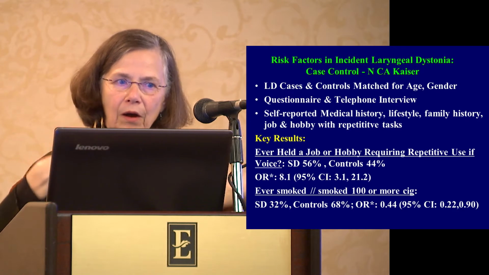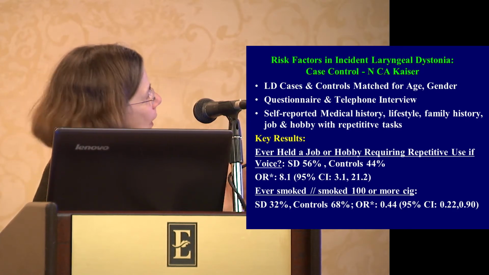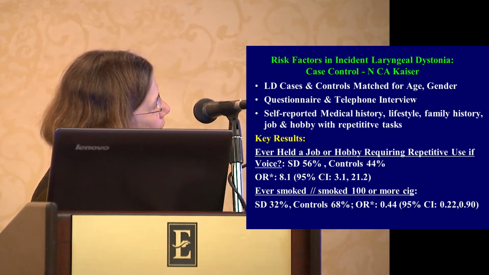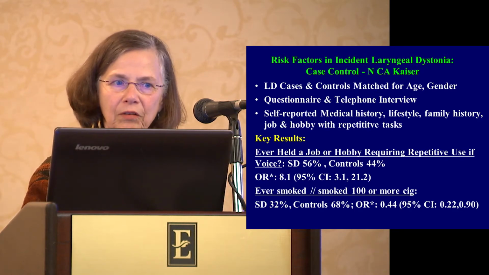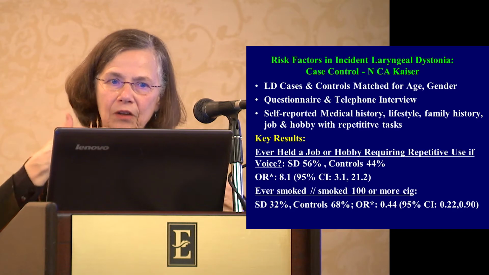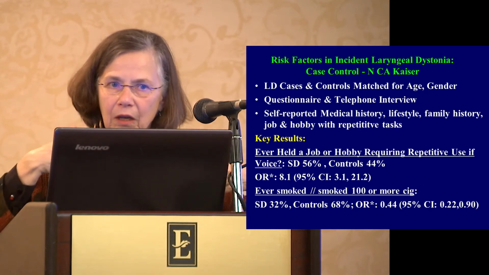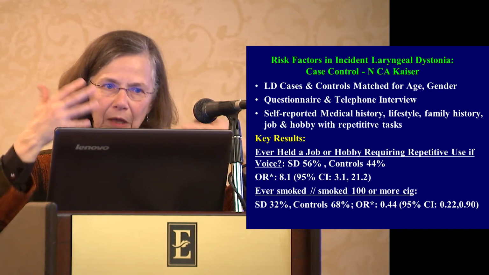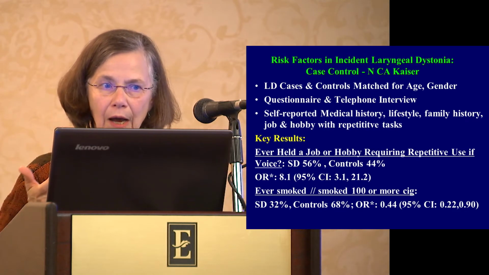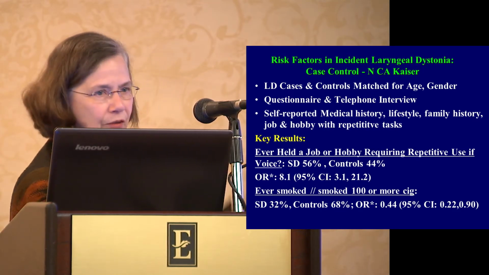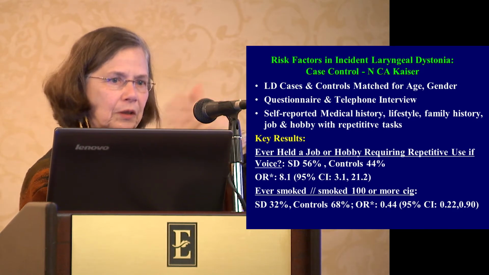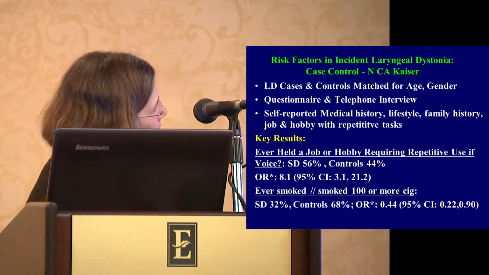So what we call excessive use or overuse seems to have some relationship. The odds ratio is a measure that epidemiologists use, and it says basically that if you have a job or a hobby, like singing or phone operators or something, where you use your voice a lot, you're about 8 times more likely to come up with SD. So there's some factor that has to do with overuse that seemed to be important.